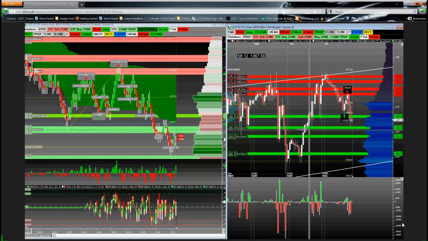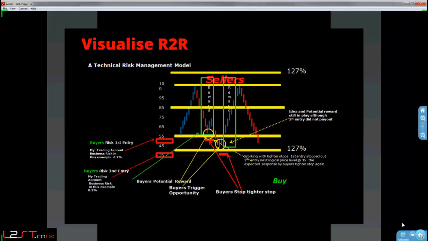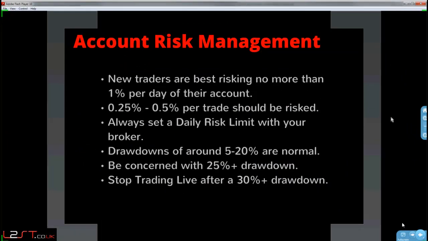Okay, so that's some examples there. Visualizing risk reward and then actually playing around that. But again, understanding what I've taught you in the earlier parts of today. Right, we're going to talk about further risk management with the account.